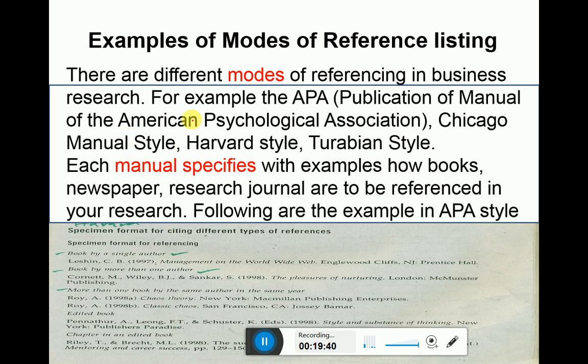Now, modes of referencing, as I told you, simply means the ways of writing. The most famous way is APA. APA simply means American Psychological Association. A means American, P means Psychological, A means Association. That is only and only a writing method.